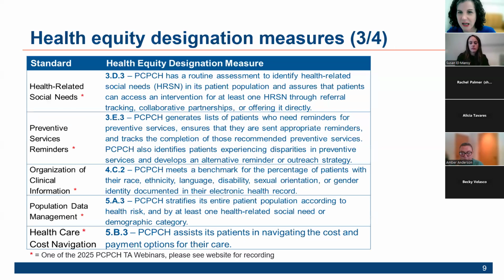So next slide, please. So the next section, you can see, again, another one around health-related social needs. This one's a bit different. It's not necessarily providing a referral. It could be providing a referral or offering the intervention directly to patients as well. So this is another important piece of that work. And again, we did a full webinar on this standard. So if you want to go back and see what those differences are and what we're looking for within each one, you can definitely take a look at that.